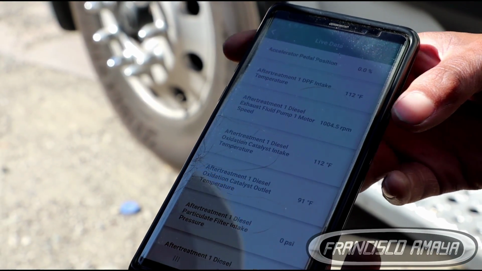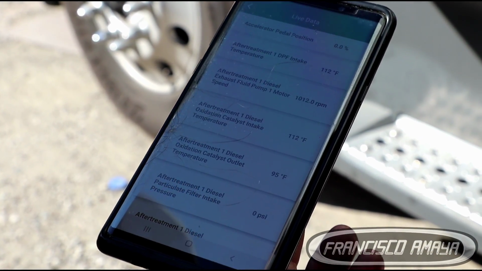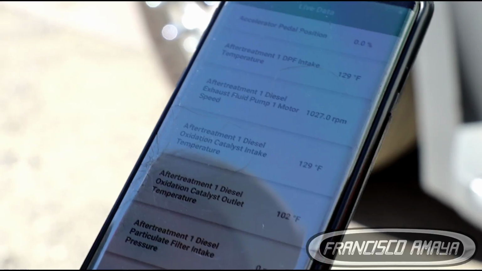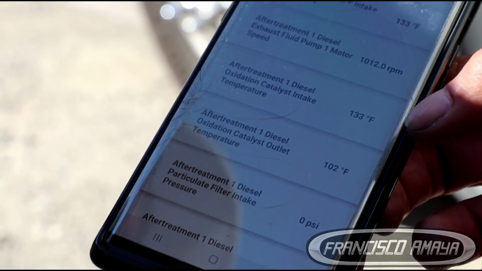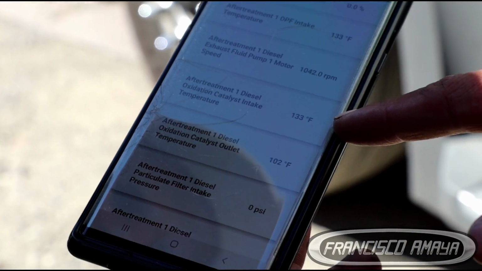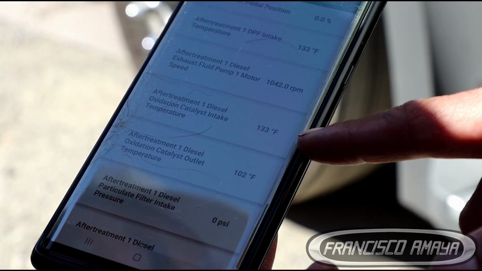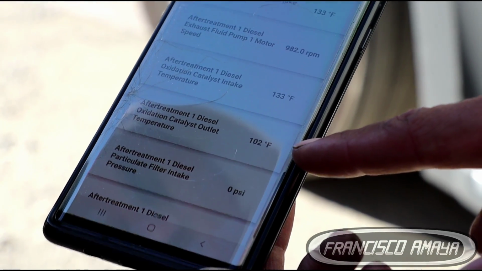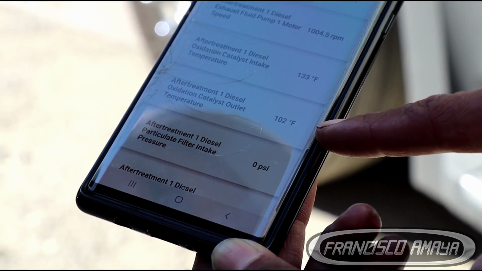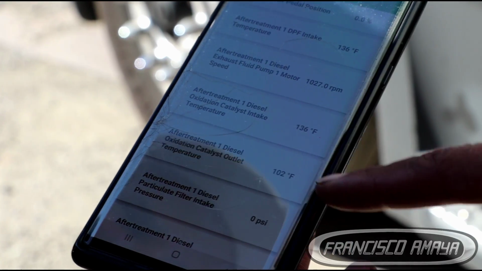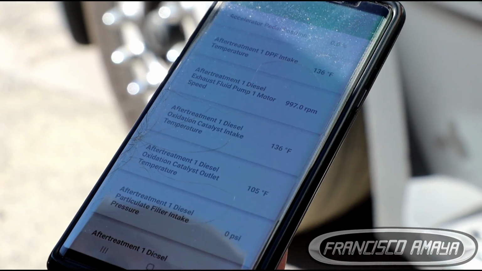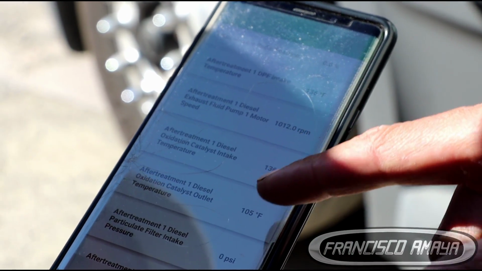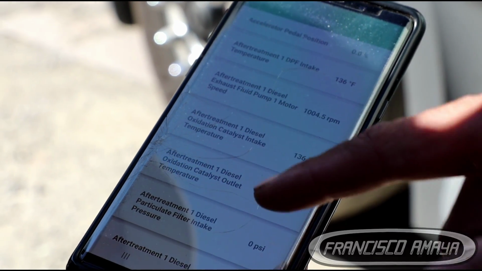For example, if I'm getting a problem where the DOC temperature is too low, based on this I'm going to check the difference of the temperature. I know that the temperature at the beginning is going to be higher than the second one, which is going to be the outlet. Once the engine gets warmed and when the regen is going on, the temperature of this one has to be higher than this one.